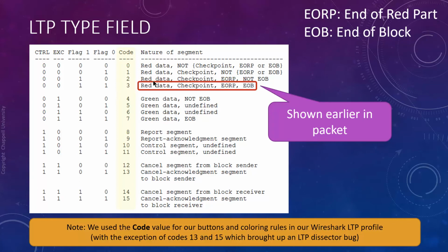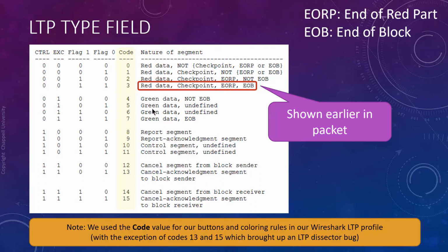Code 2, we got red data. This one is checkpoint and the end of the red part, but it's not the end of the block. That means that green data must be coming up next. So we must have one of those blocks that has both red and green data, because we've got to the end of the red part, but there's more to come, so must be green. Then there's red data, checkpoint, end of red part, end of block. That's what we saw in the earlier packet just a moment ago. This just means I'm only sending red data, and this is the end of the block, and I need to get a report on this.